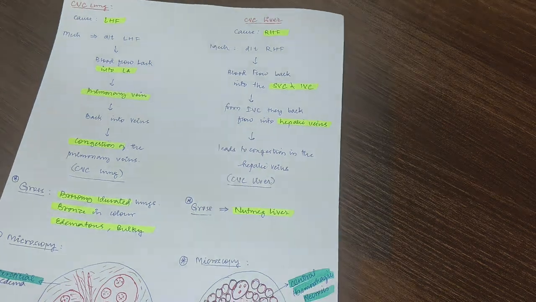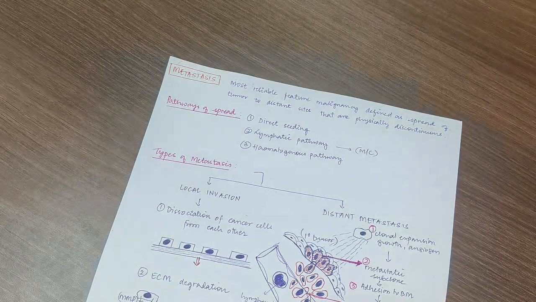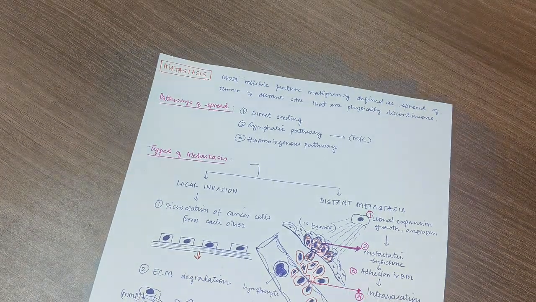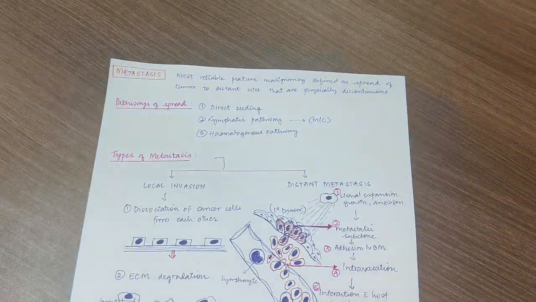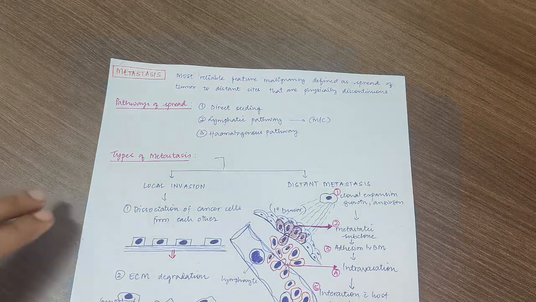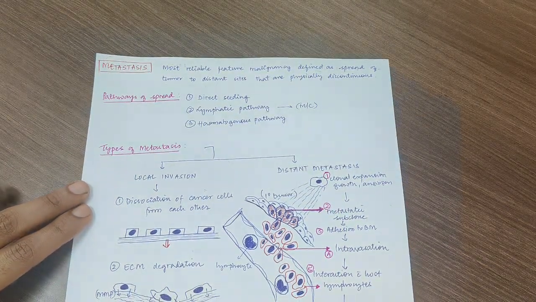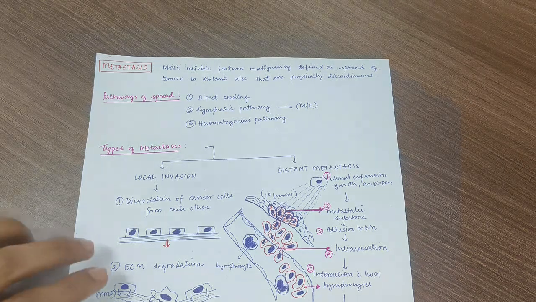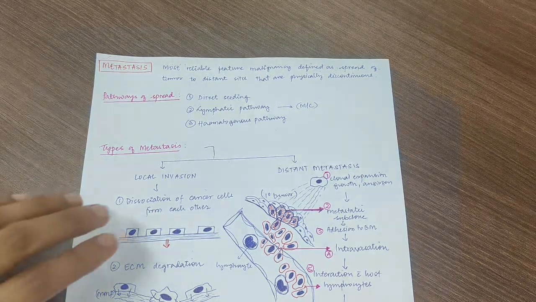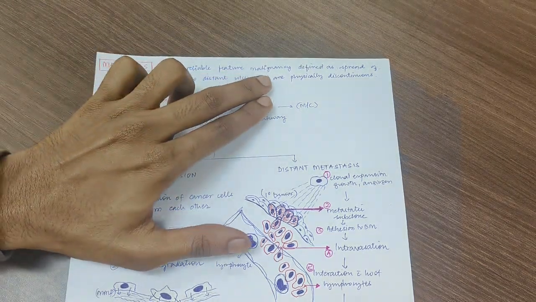Next we're going to move on to the chapter of neoplasia. So in neoplasia, what is metastasis? Metastasis is important. How are we going to define metastasis? It is the most reliable feature of malignancy.